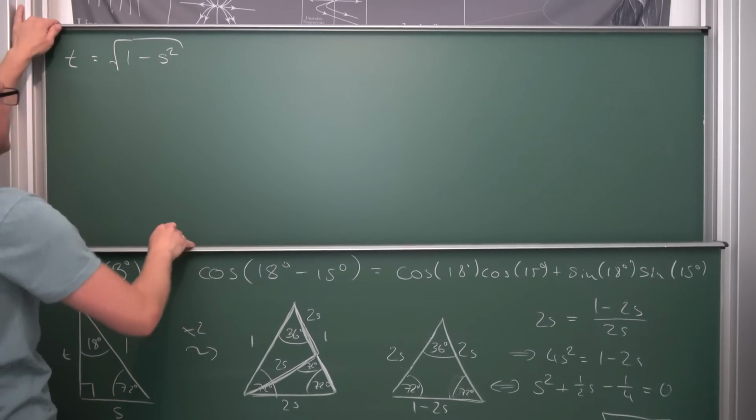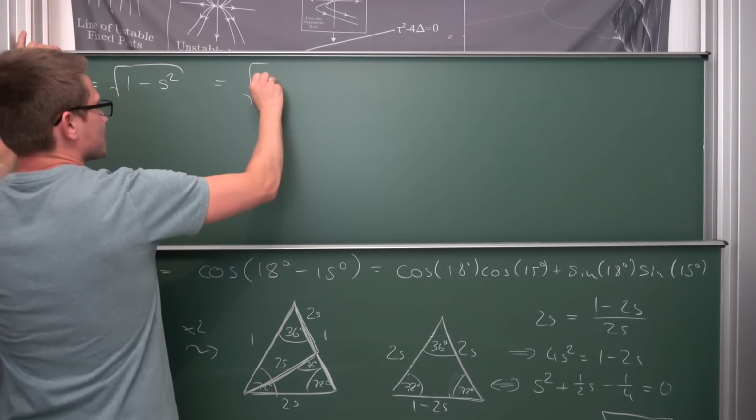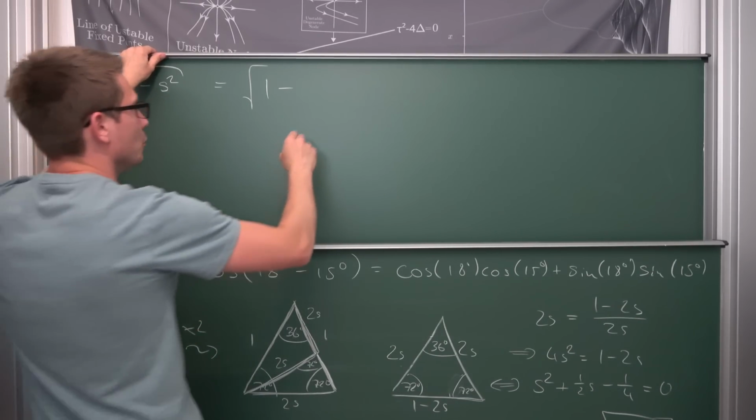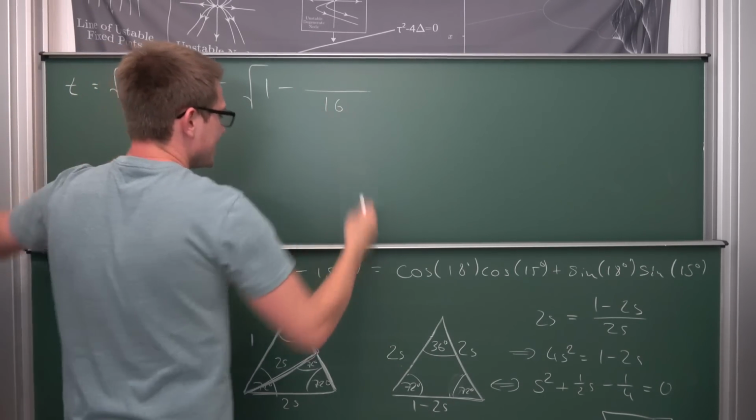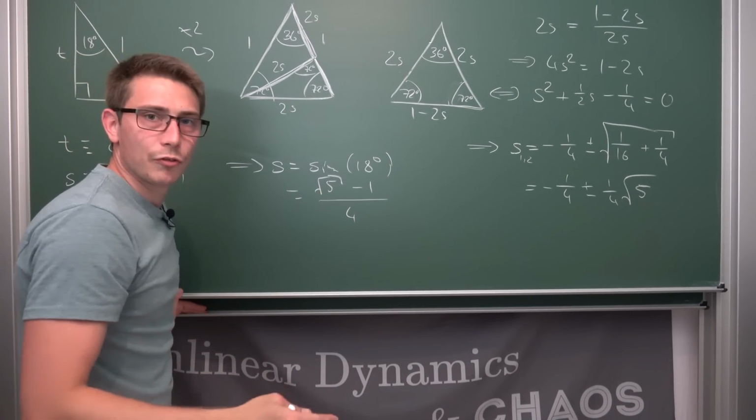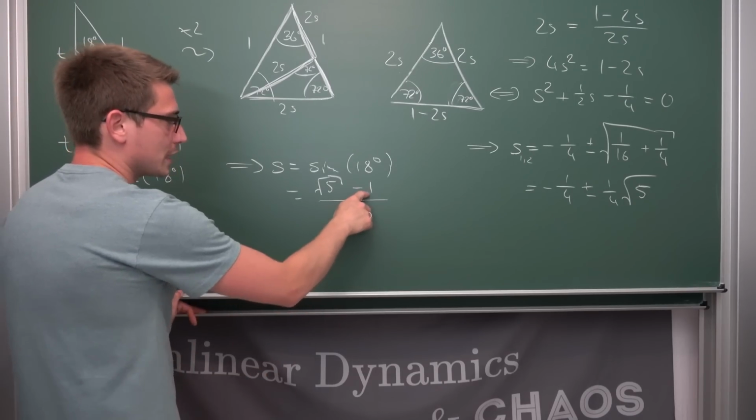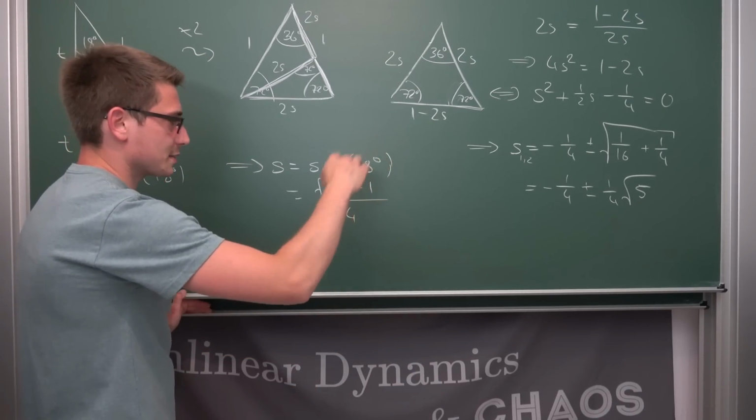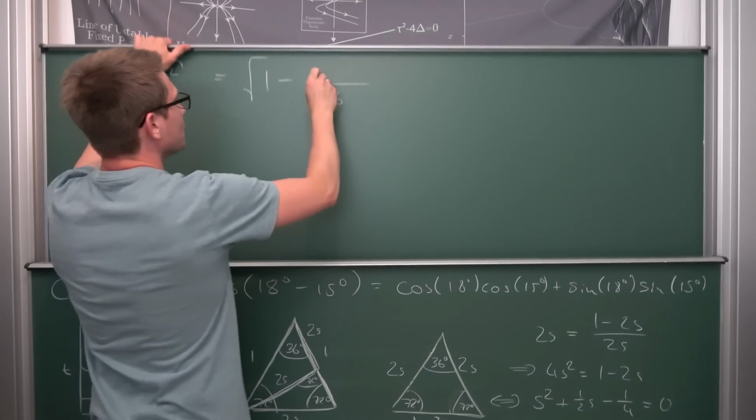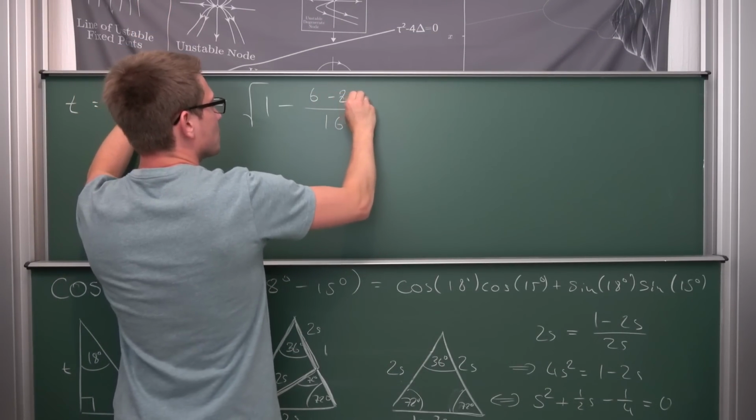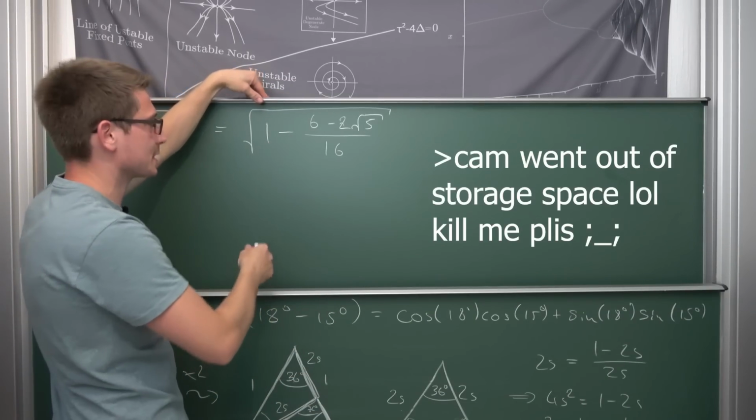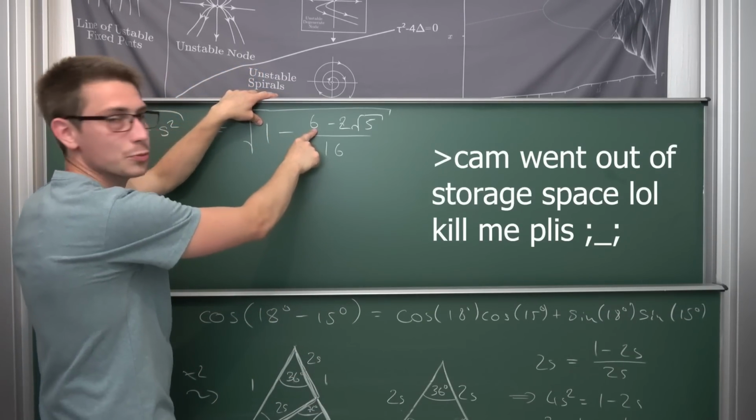If we now take a look at s squared, we get the square root of 1 minus s squared, where s is the square root of 5 minus 1 over 4, so we get something over 16. If we square this term, we get the square root of 5 squared, which is 5, and then positive 1, which gives us 6, and in the middle we get negative 2 times the square root of 5. So 6 minus 2 times the square root of 5. Expanding 1 to 16 over 16, we get 16 minus 6, which is 10.